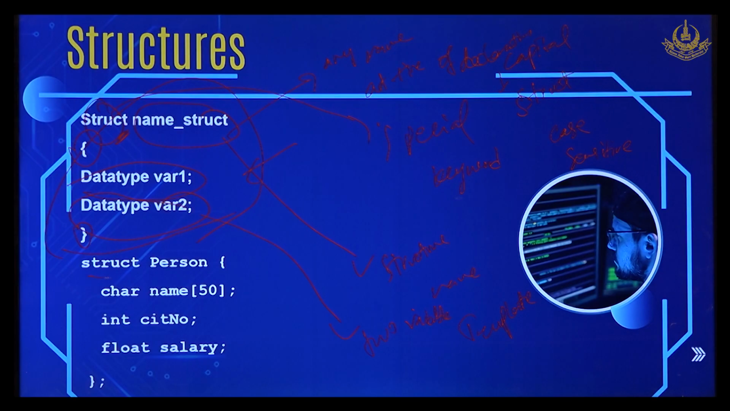For example, if we have a person structure, we have a struct keyword. This is a keyword, and we have given the structure name to be person. And then the person has three variables in it. It has a salary, which is denoted by float. It has a CIT number or customer or person ID number. You can even write it to be PID. And then we have a name, array of name. So, it is a character array.